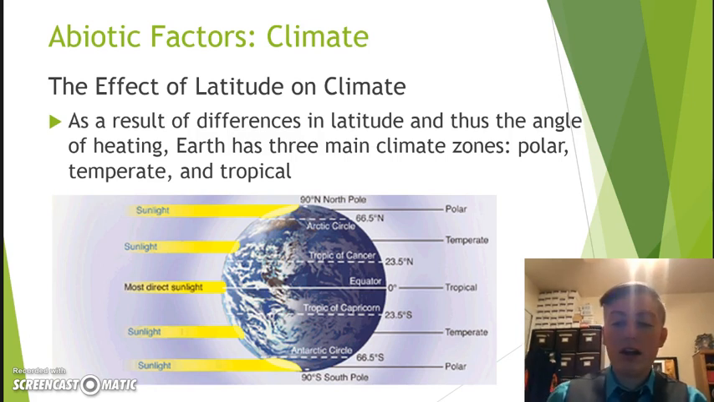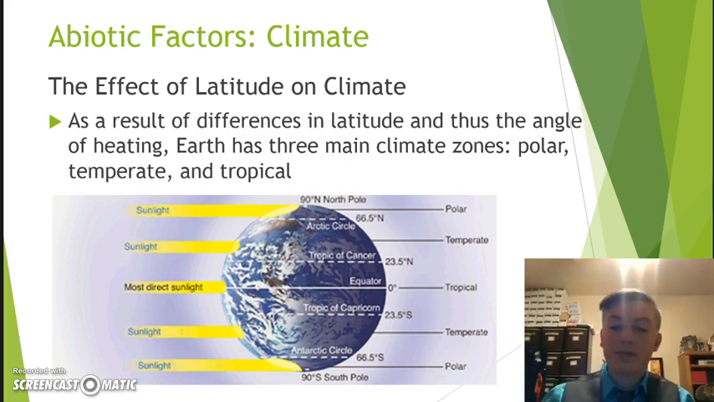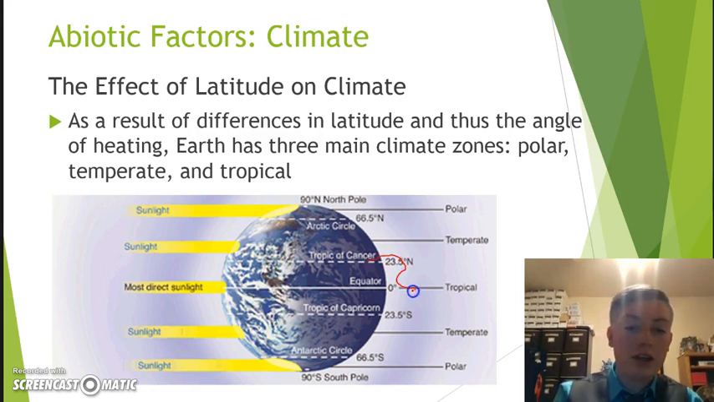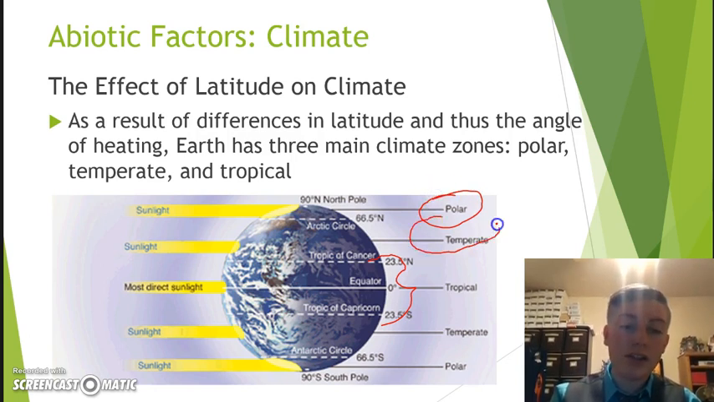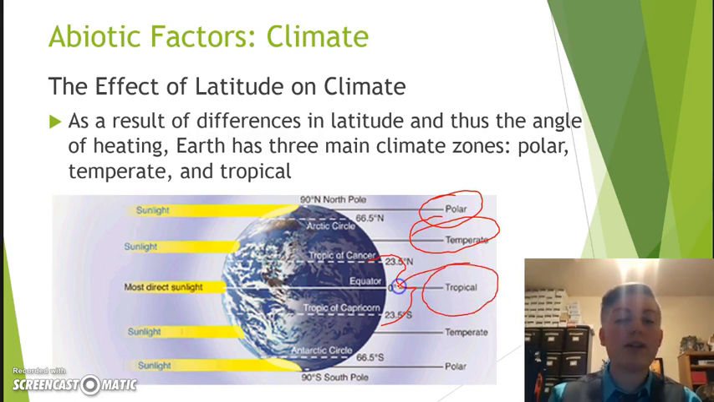And then the tropical zone, or the tropics, are near the equator. So you can see right here. And these receive direct or nearly direct sunlight year-round, making the climate almost always warm. So just to summarize, polar are cold areas, temperate have hot and cold seasons, and tropical have direct sunlight and they're always warm.